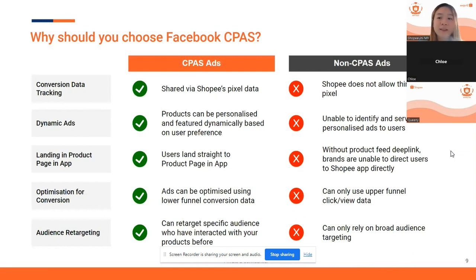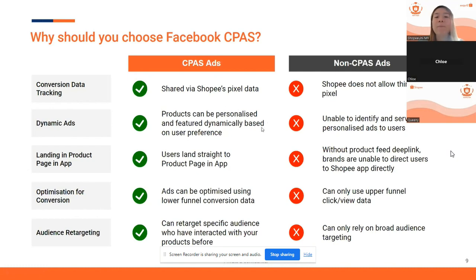And what is the benefit? What's the difference whether you start CPAS ads or not? It has a lot of benefits. One of them is that you can share via Shopee pixel data. If you are not using CPAS, Shopee doesn't allow third party pixel. You cannot see the data from Shopee in other platforms. For CPAS ads, you can actually share the Shopee pixel data.